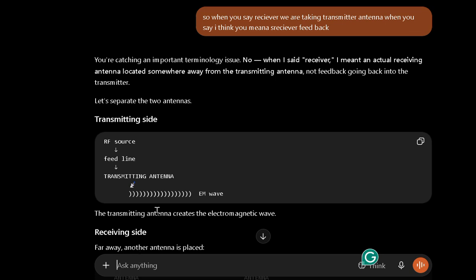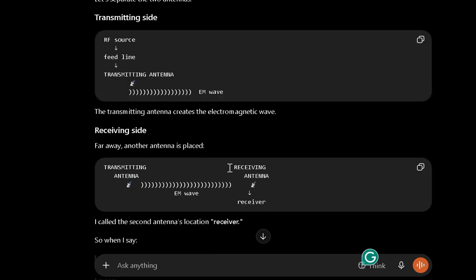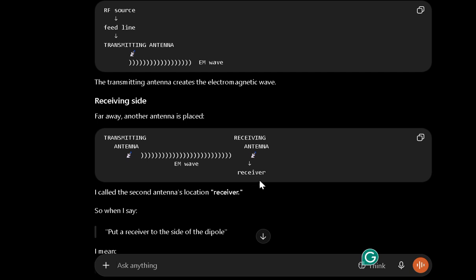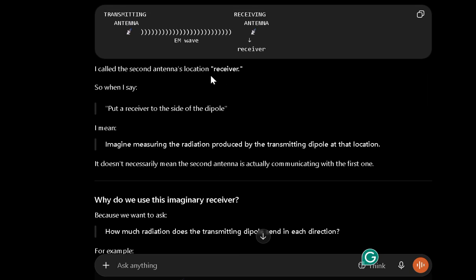You're catching an important terminology point. I said receiver, I meant the actual receiving antenna located somewhere away from the transmitting antenna, and not feedback. Let's separate the two antennas: RF feed line, transmit antenna, electromagnetic wave, receiving antenna, receiver. I call the second antenna location the receiver.